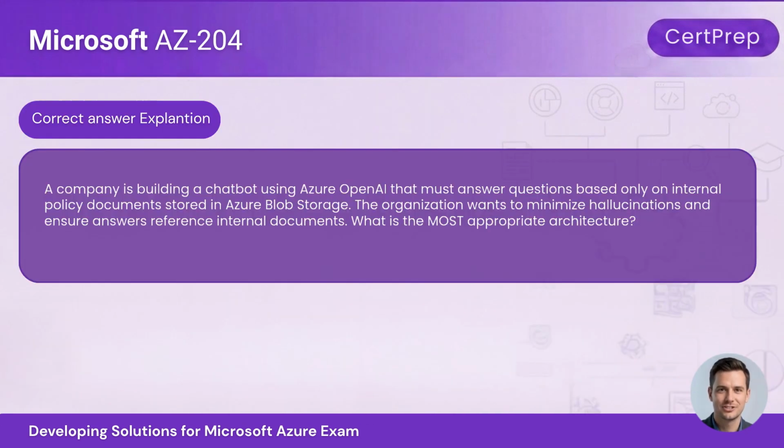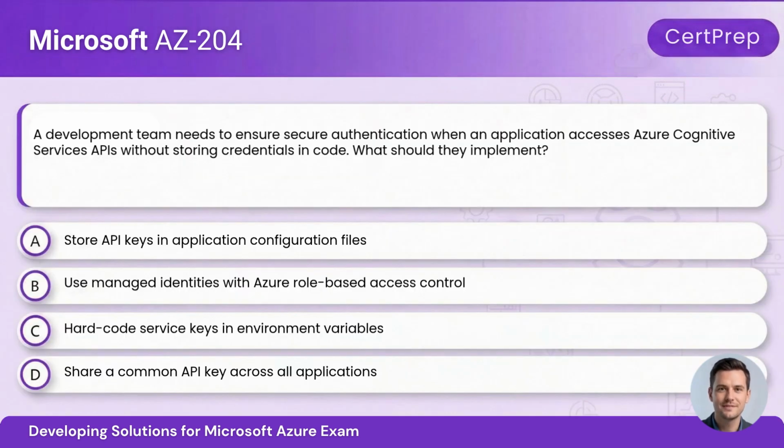Option B is correct because Retrieval Augmented Generation combines document retrieval with generative models, ensuring the AI response is grounded in enterprise data. Azure AI Search retrieves relevant documents, which are then provided as context to the model, reducing hallucinations and improving accuracy. Question number 2.